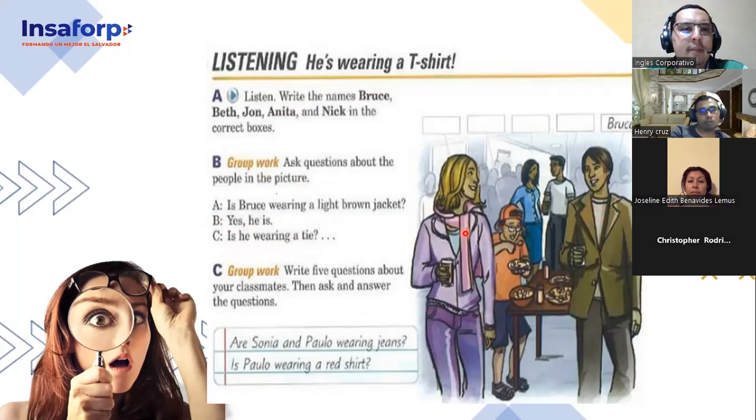Remember the exercise we were doing, where I was asking you something and you were answering? But in this case, just refer to the people that we have right here. Let's say she's Anita. Is Anita wearing a purple scarf? Yes, she is. Let's continue with Anita. Is she wearing purple pants? Yes, she's wearing purple pants. Is Anita wearing a purple sweater? Yes, she is wearing a purple sweater.